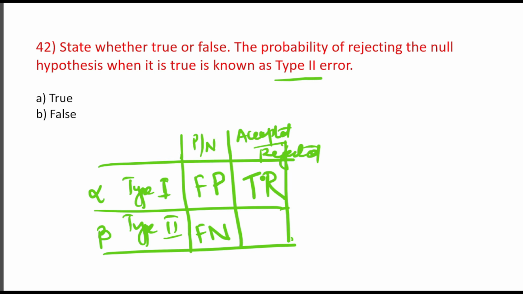And because in type 1 it is truly rejected, in type 2 it should be falsely accepted. It should be falsely accepted. So this is how you have to remember. Now coming to our question, state whether true or false.